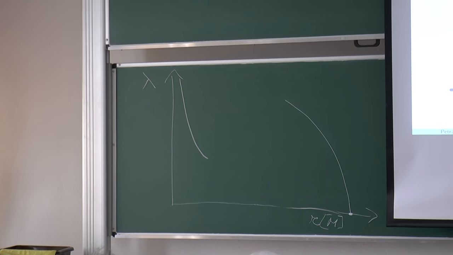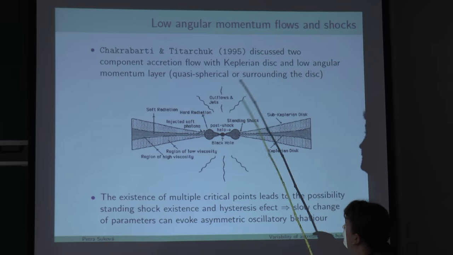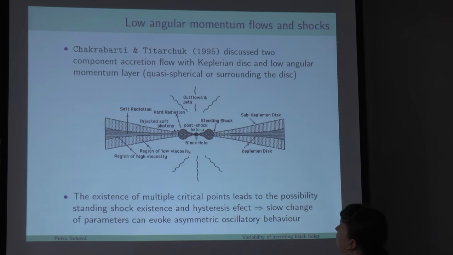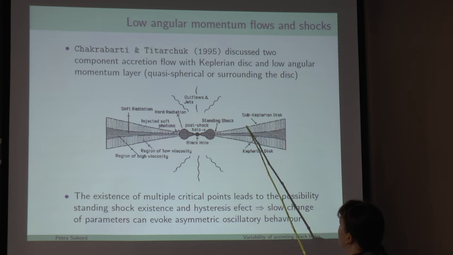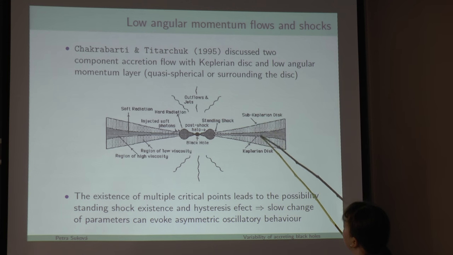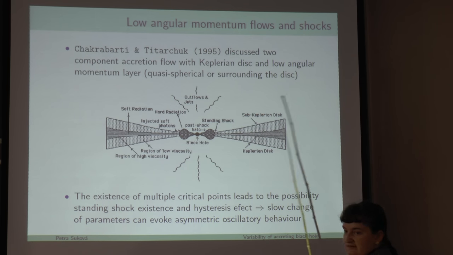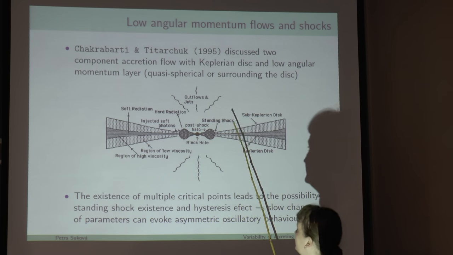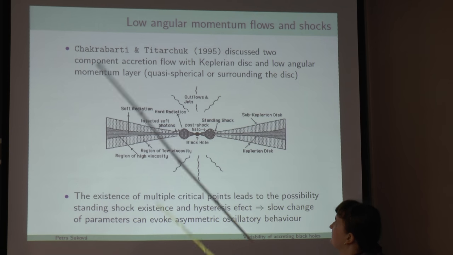And in 1995, Chakrabarti and Titarchuk discussed already this two-component accretion flow model. So they said that we have this Keplerian disk and we have the low angular momentum or sub-Keplerian flow. And this can be either surrounding the disk or it can be more spherical. The geometry of it is not known yet. And we can have a shock here and a post-shock region here inside.